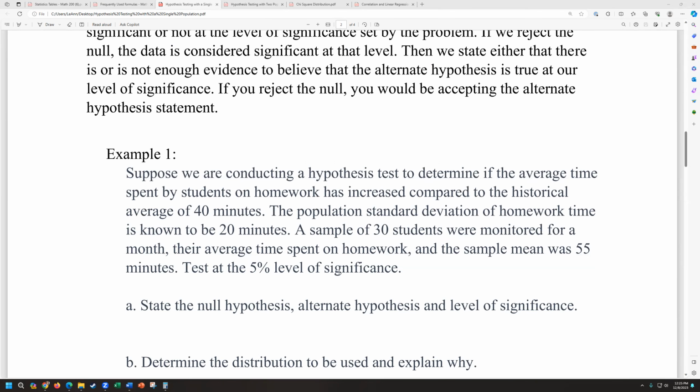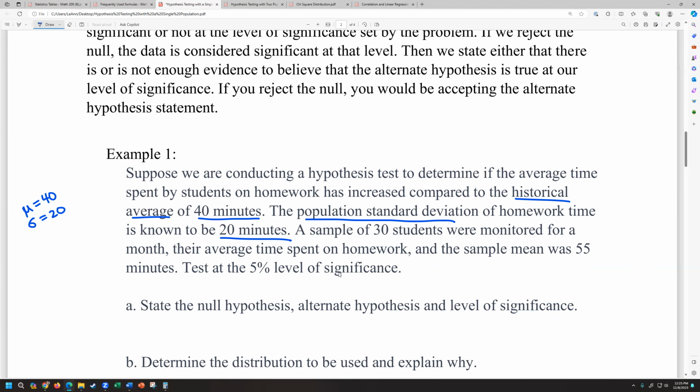All right, so let's look at our first example. It says, suppose we are conducting a hypothesis test to determine if the average time spent by students on homework has increased compared to the historical average of 40 minutes. So by it saying historical, that's previous studies. That means I'm going to go ahead and underline this historical average. That means the previous population mean was reported as 40. So notice, population mean. Population standard deviation of homework time. So notice population standard deviation is known to be 20. Okay, so they give us that.